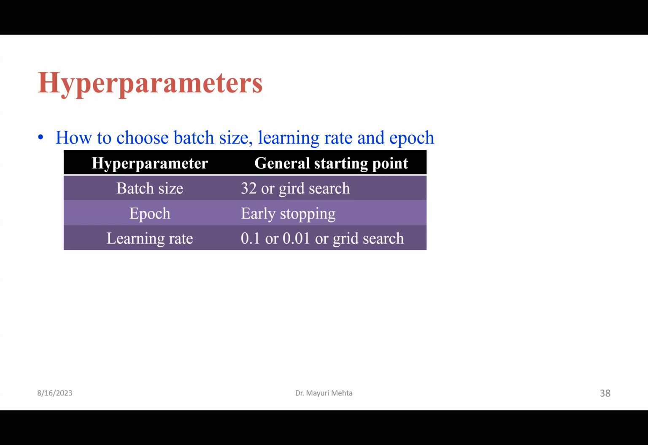For learning rate also, as we discussed, we usually start with 0.1 or 0.001, or we can use a searching method like grid search or random search to choose the appropriate learning rate initially, right?